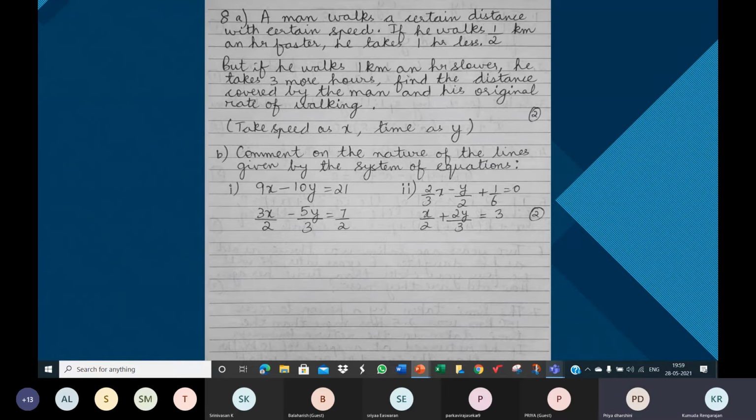How do we comment on the nature of the lines? We should not solve. You need not solve for X and Y. Don't solve. Don't make a graph. You're not asked to make a graph, so you don't have to make the graph. You don't have to solve for X and Y. You just have to give your comment.